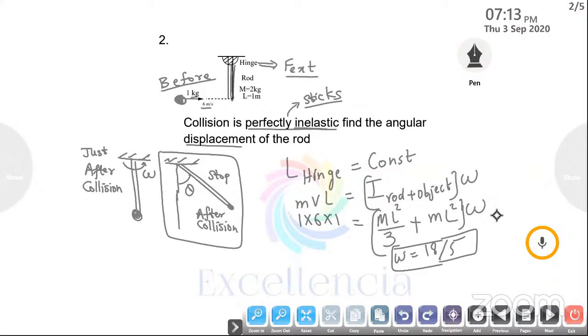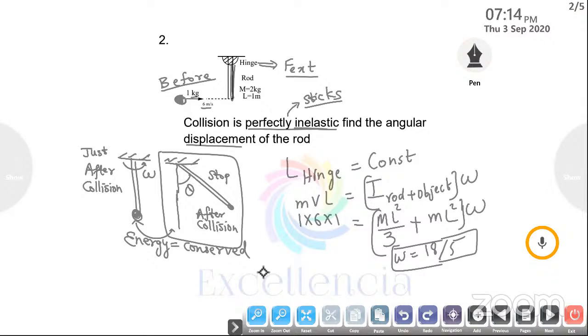We got angular velocity, but we want angular displacement. Then what? After the collision, we can conserve energy. Here and here, in these diagrams, we can conserve energy. Just before collision and just after collision, you cannot conserve energy because that is an inelastic collision. After the collision is over, there will be no loss in energy. So now let us conserve energy. I know the angular velocity.